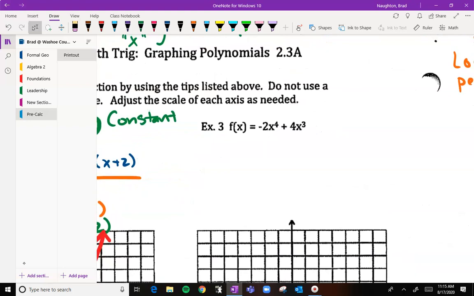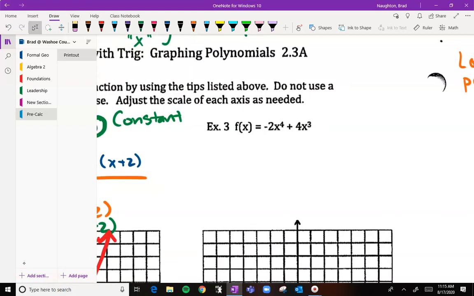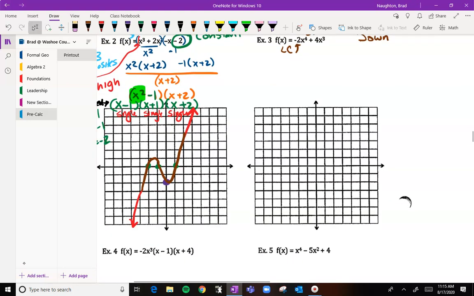It doesn't matter if you start, like last time we started factoring, this time just for funsies, we'll start with our degree and our leading coefficient. This is an even degree because it's an x to the 4. That means my end behaviors are going to match, and because my leading coefficient is negative, they match going down. So both of my arrows are going to end low, and I'll just put them down here in general.